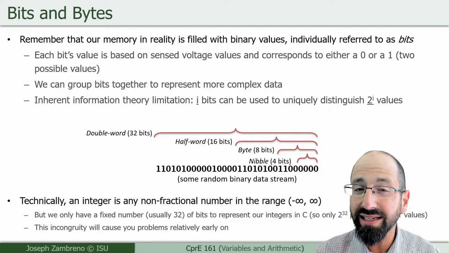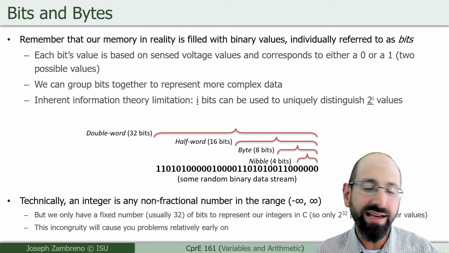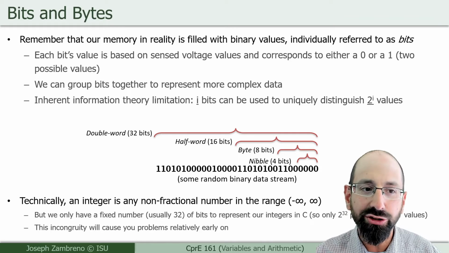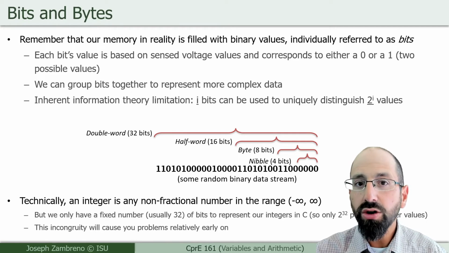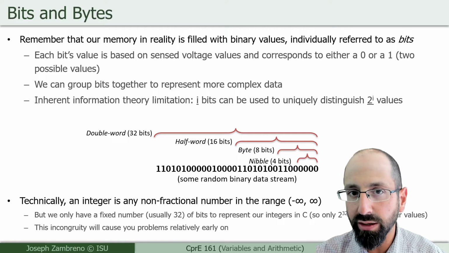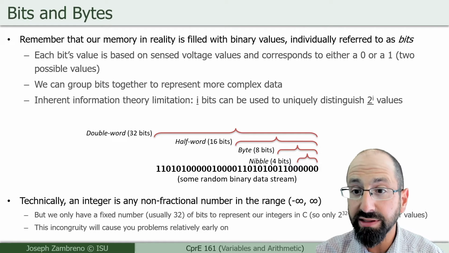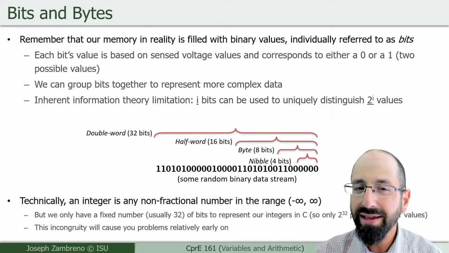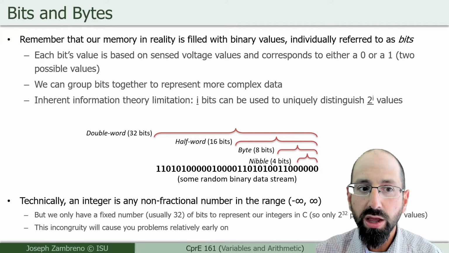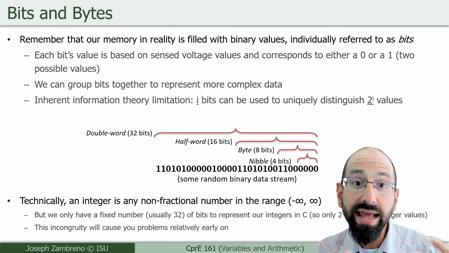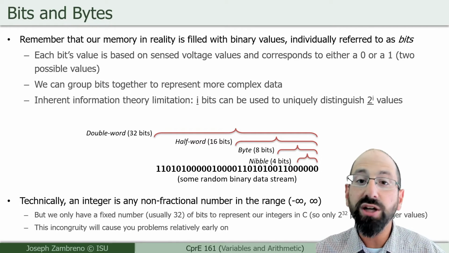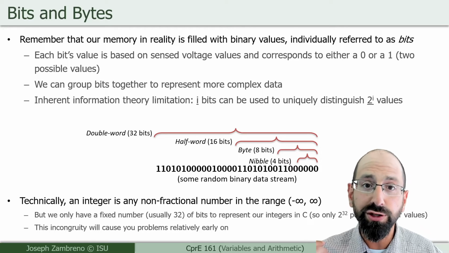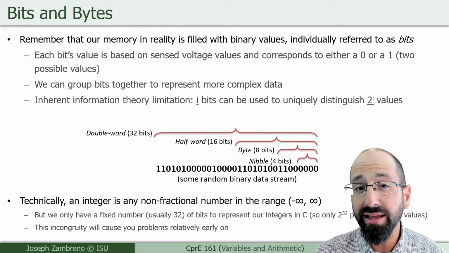While technically an integer is any non-fractional number in that negative infinity to infinity range, in our programs we generally only have a fixed number of bits to store our variables and to represent our integers in C. If we're using a regular int, it'll generally be a 32-bit data type. We can represent 2 to the 32 different integer values with that int data type. But there's an incongruity there. Mathematically, we may want to represent something much bigger than what we can represent in 2 to the 32 values. And that's why we have to think about our types.